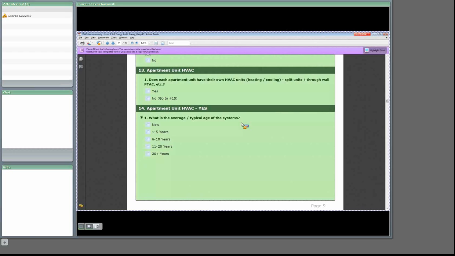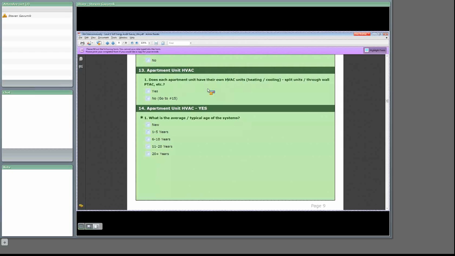We're going to start at section 13, apartment unit heating, ventilation, air conditioning. The question is, does each apartment unit have their own heating, ventilation, and air conditioning units? Heating and/or cooling, split units, through-wall, PTACs, VTACs, etc. Here, what it's asking is if the heating and cooling is generated at each unit.